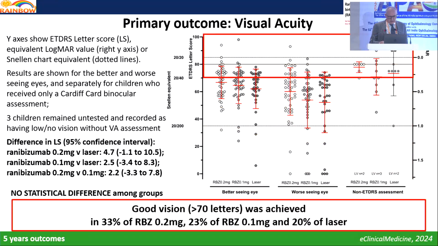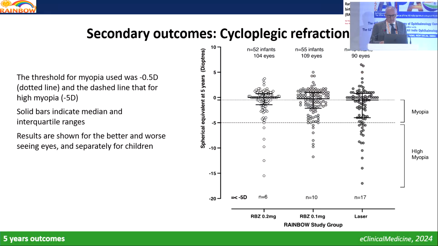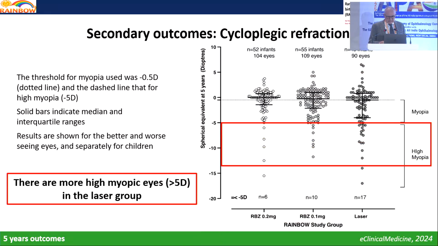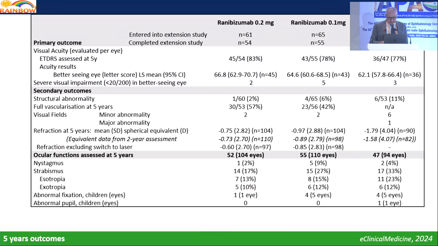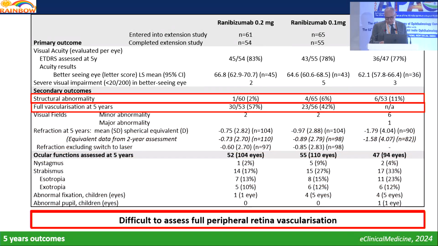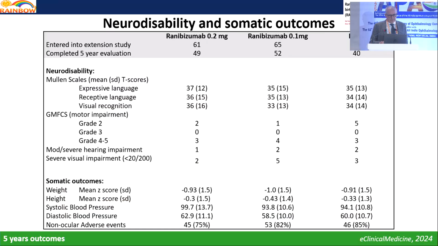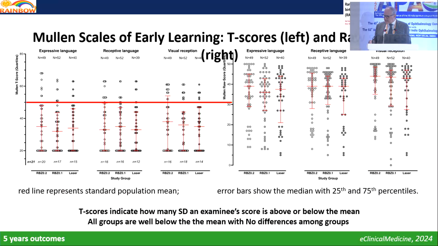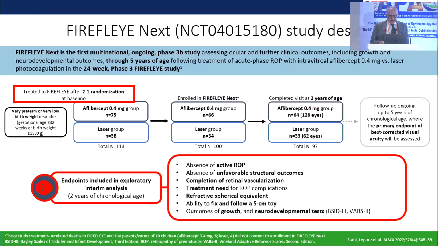Just to be quick, you know the results already. It's important to see that we have fewer high myopic eyes in these babies. The results we have show a difficult assessment of the peripheral retina when you only use the indirect ophthalmoscope. And again, we don't see any difference, like he pointed out in his study.